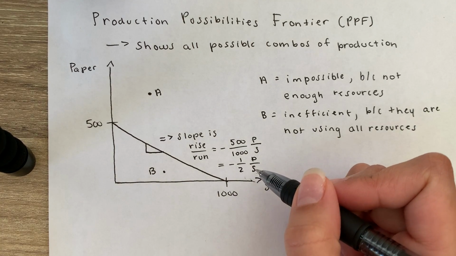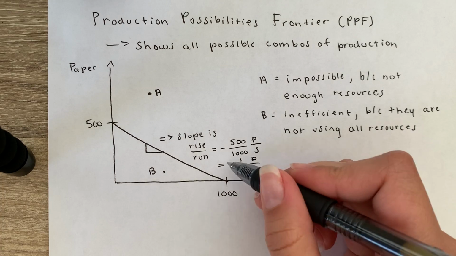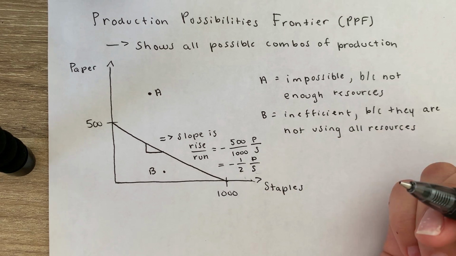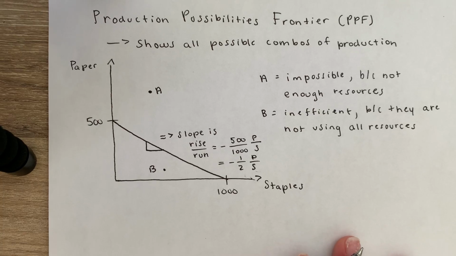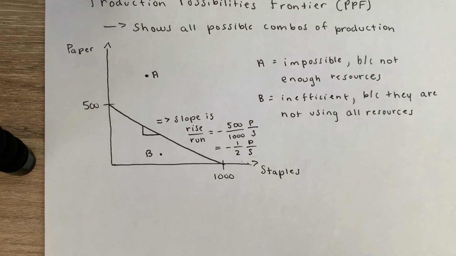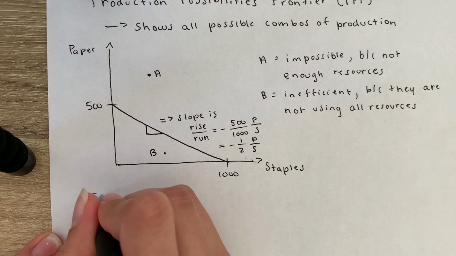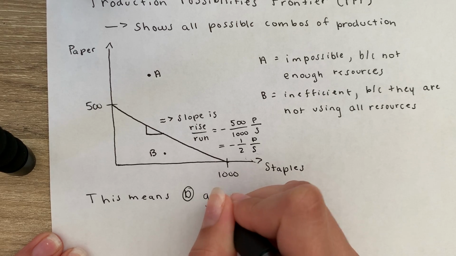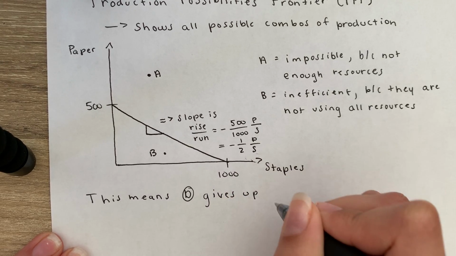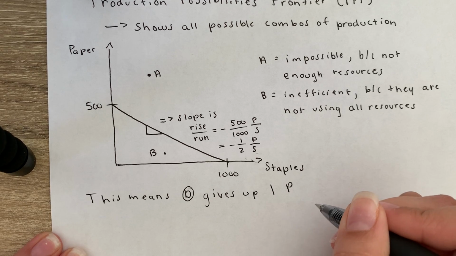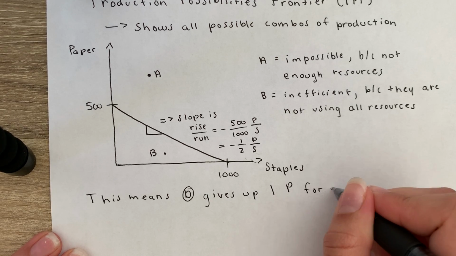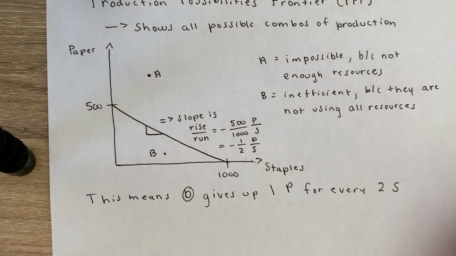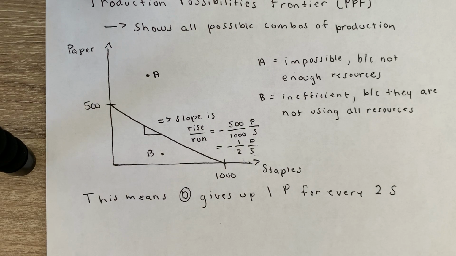And what does this mean again? Well, it means that Dunder Mifflin gives up 1 sheet of paper for every 2 staples. So I'll write this down here. I'll maybe scooch this down just a tad. So this means Dunder Mifflin gives up 1 P, so 1 sheet of paper, for every 2 staples, for every 2 S. So you're giving up 1 P for every 2 staples.